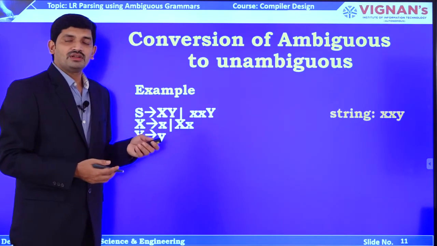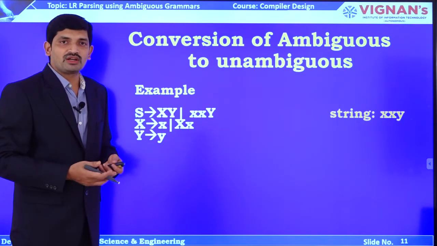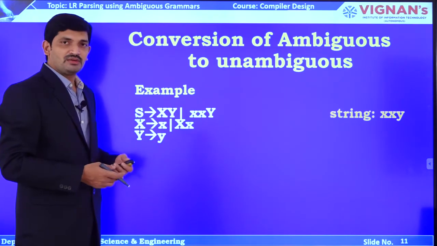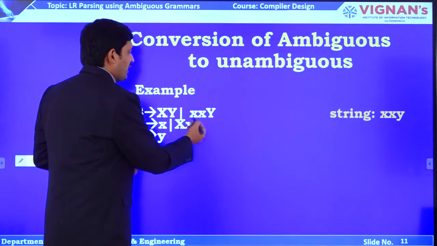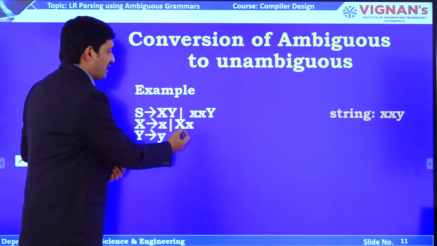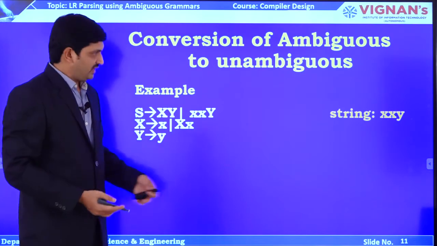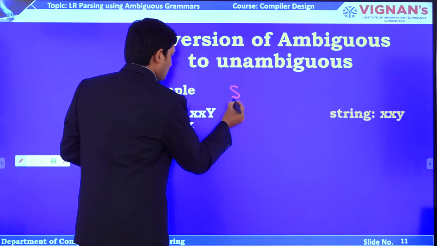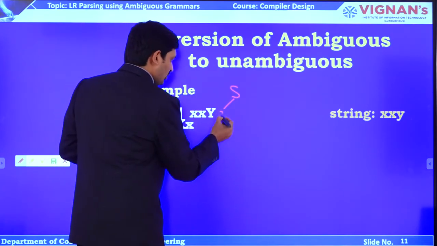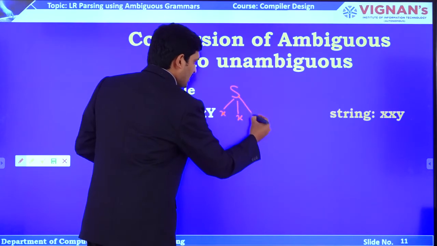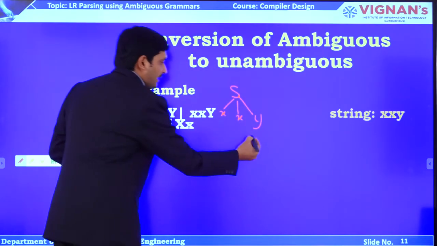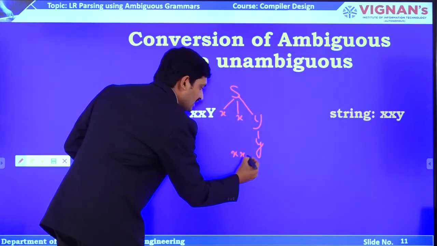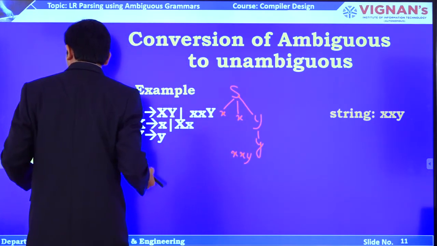So here we are going to discuss how to convert an ambiguous grammar to an unambiguous grammar. Let us say this is my grammar: S tends to xy and xxy, X tends to x or capital X small x, and capital Y tends to small y. Here my string is xxy, and I want to generate this string. So S tends to small x, capital Y, and capital Y tends to small y. So here the string is x, x, y. It is generated very clearly.